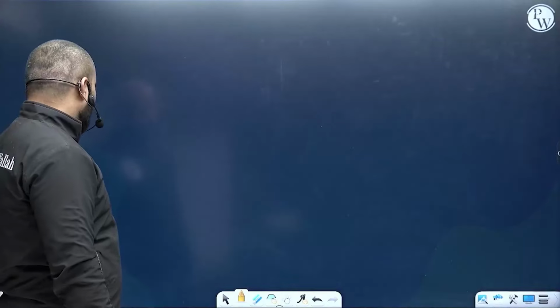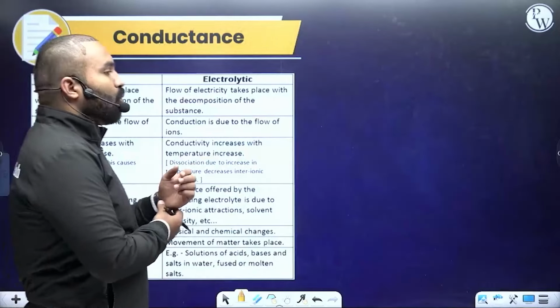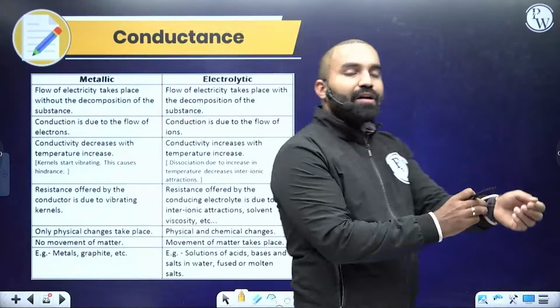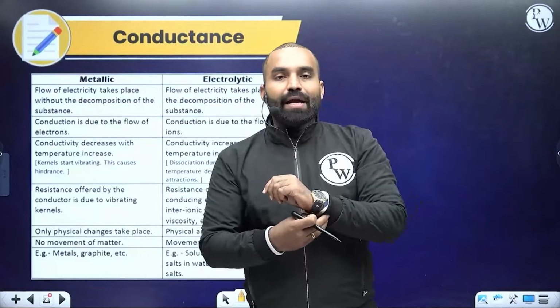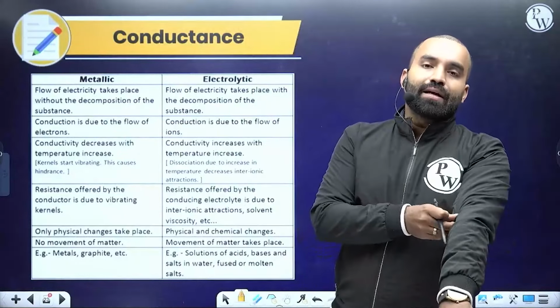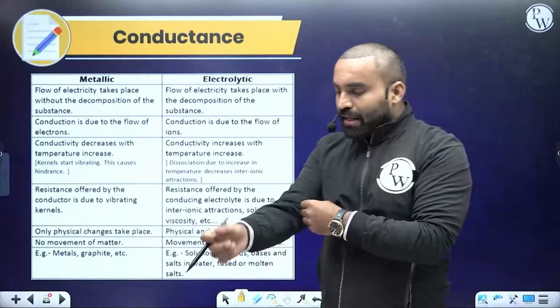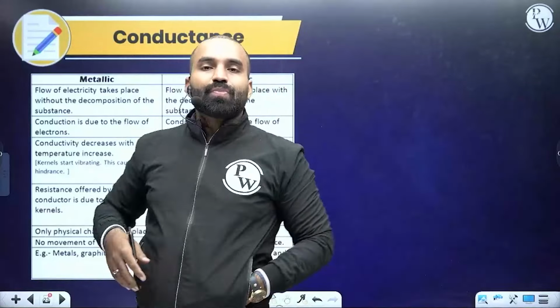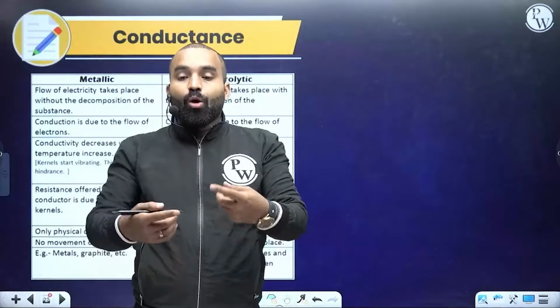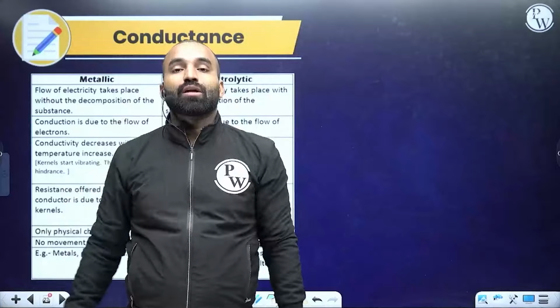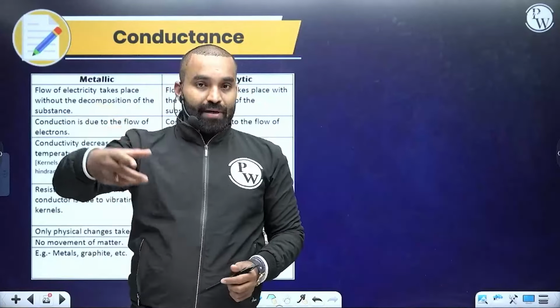Now we need to know what is conductance. There are two types of conductance, everybody. One is called metallic conductance, the other one is electrolytic conductance. In metals, the conductance is due to the presence of electrons, and they hop from one place to another. It's a hopping mechanism that they follow.